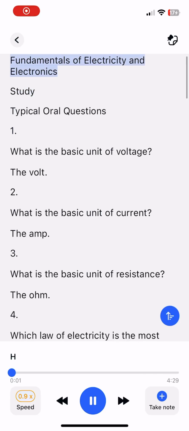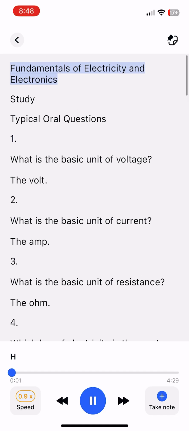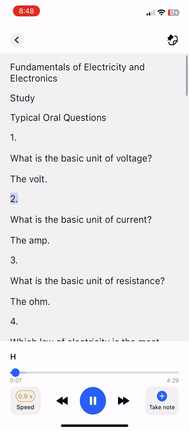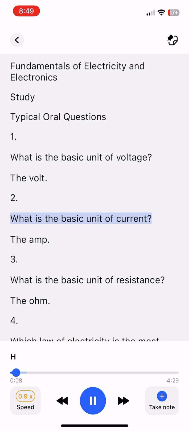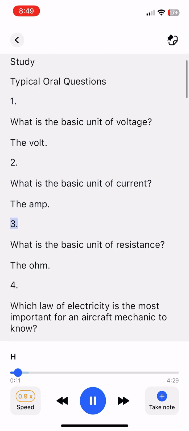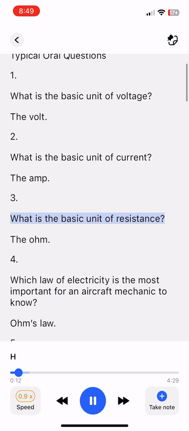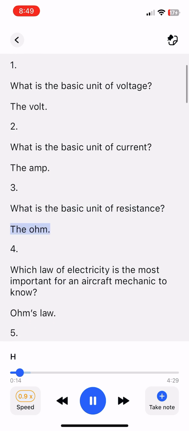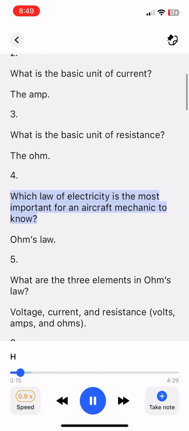Electronics. Study fundamentals of electricity and electronics. Study typical oral questions. 1. What is the basic unit of voltage? The volt. 2. What is the basic unit of current? The amp. 3. What is the basic unit of resistance? The ohm. 4. Which law of electricity is the most important for an aircraft mechanic to know?